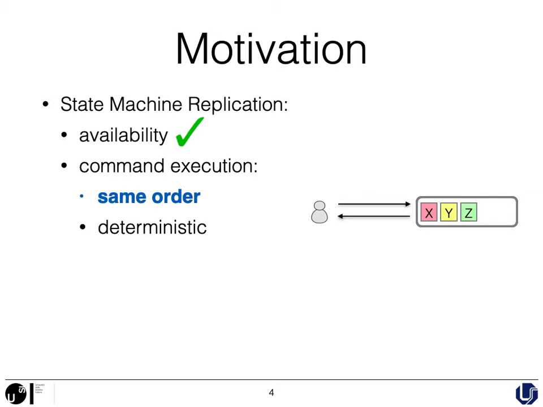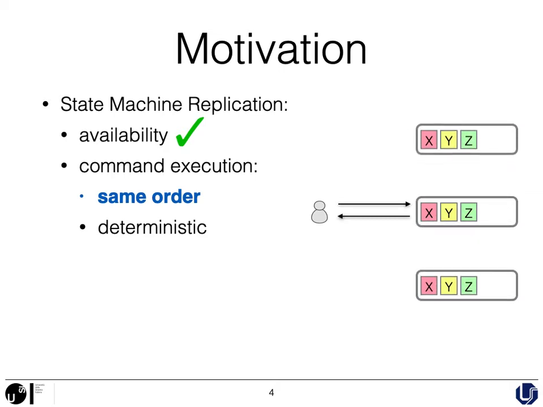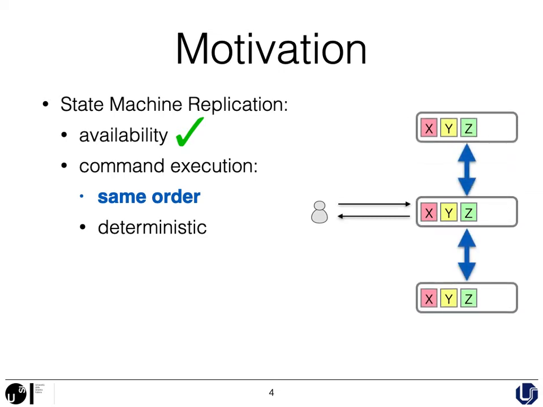State machine replication is an approach to improve availability, and it does so by increasing the number of copies of our original service. And if these copies, these replicas, start from the same initial state and execute deterministic commands in the same order, they will all evolve through the same steps, so the same state changes, and in this situation we can have some failures in some of these replicas, and the service will still be available.